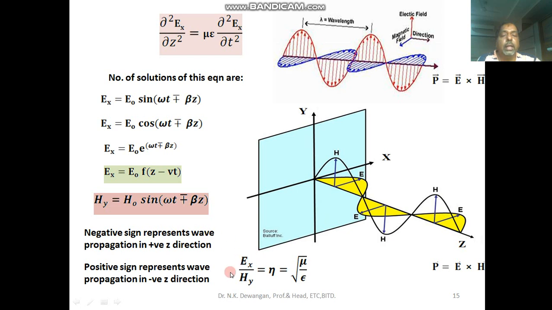And when you take the ratio E by H, you will get the constant eta. If it is air, you will get the under root of mu naught by epsilon naught, which is equal to 377. You will get that value. So in this lecture we saw the definition of a uniform plane wave, and how the uniform plane wave solution can be written for a wave that is propagating in lossless dielectrics.